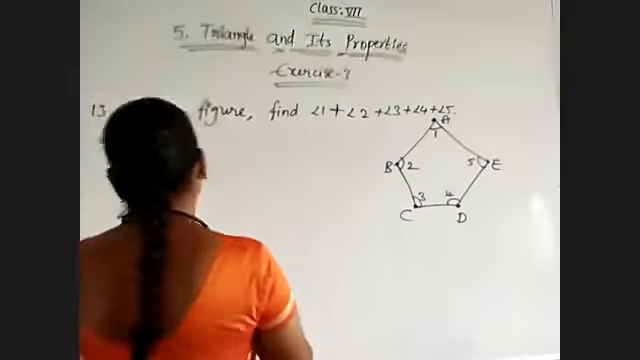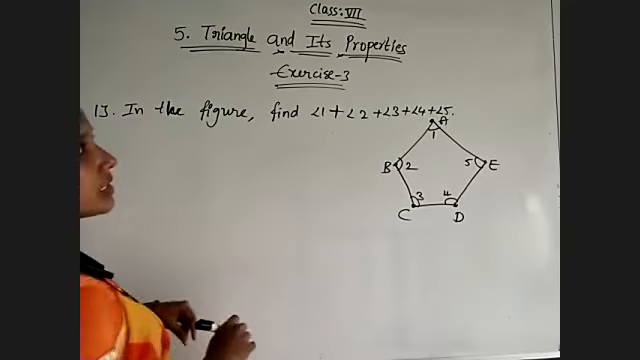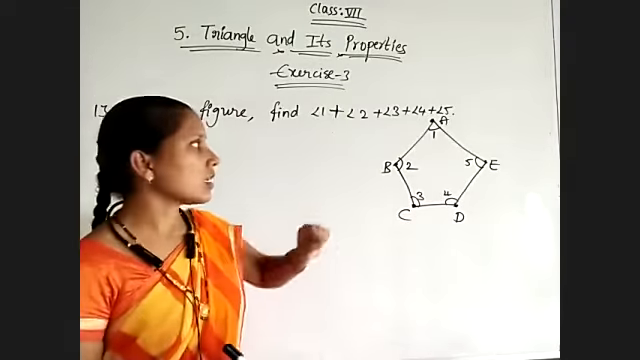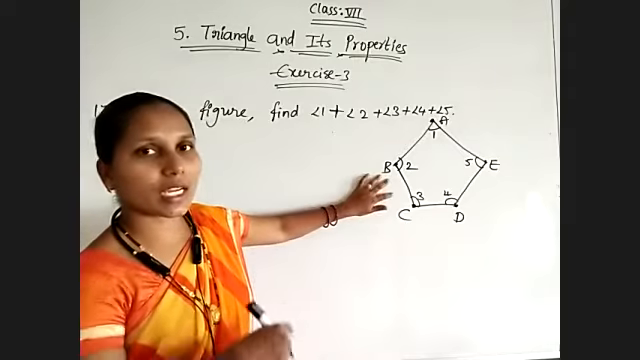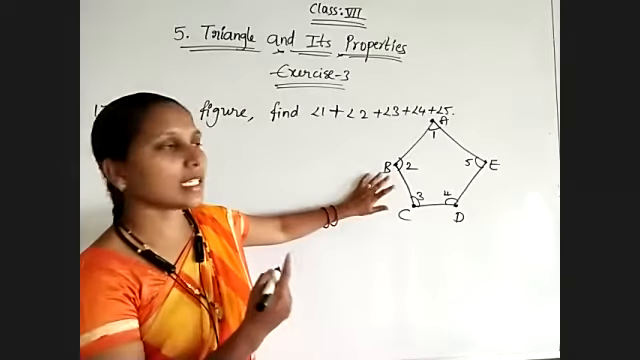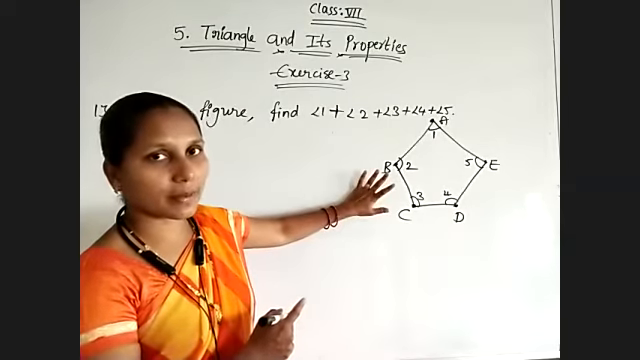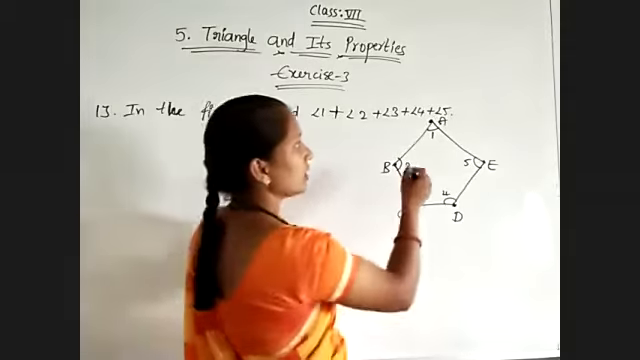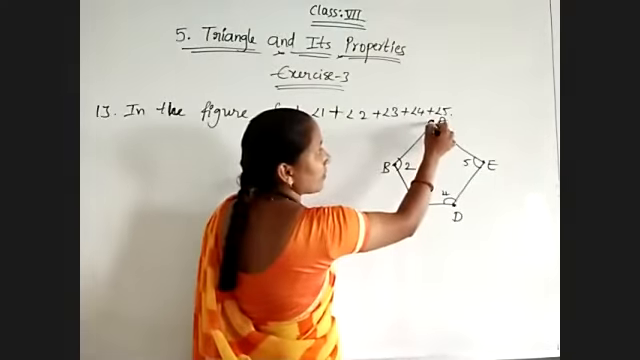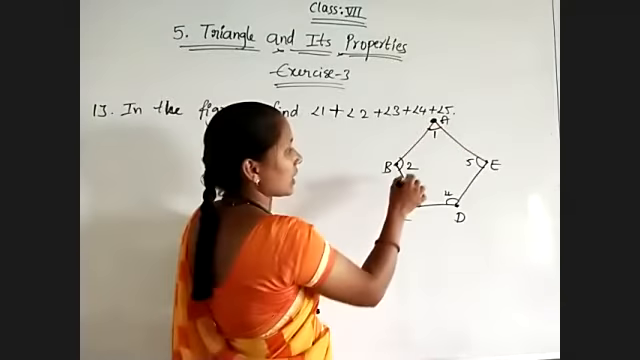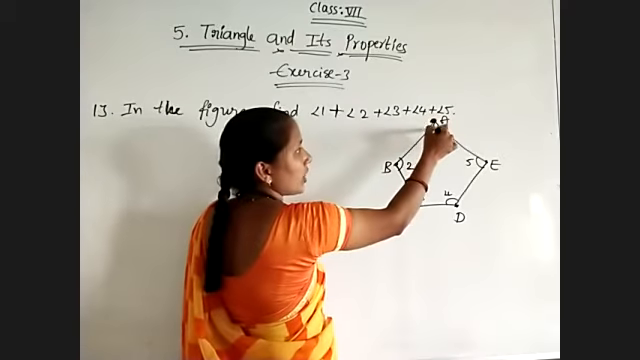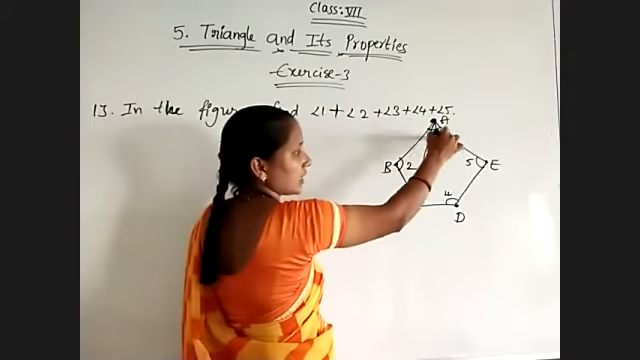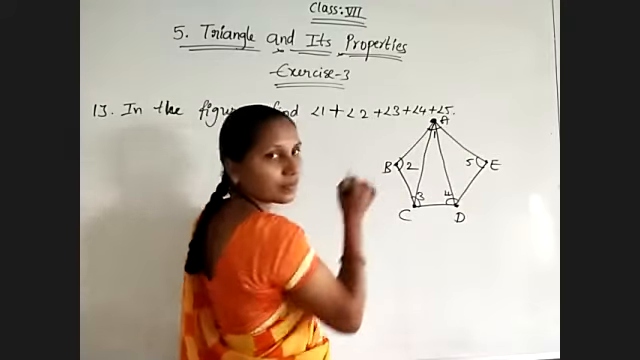So for this, we know the sum of the angles of a triangle is equal to 180 degrees. So instead of a pentagon, if we try to divide it into triangles, in that case we are able to simplify this problem. So what I am doing, from A, I am taking two diagonals, AC and AD from A.